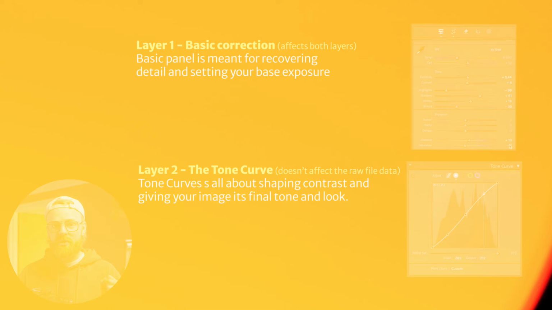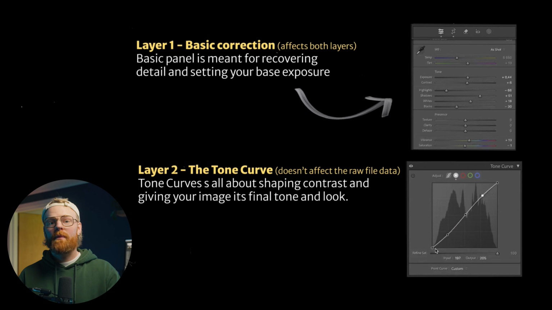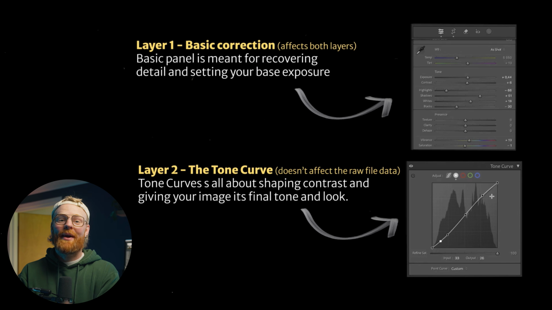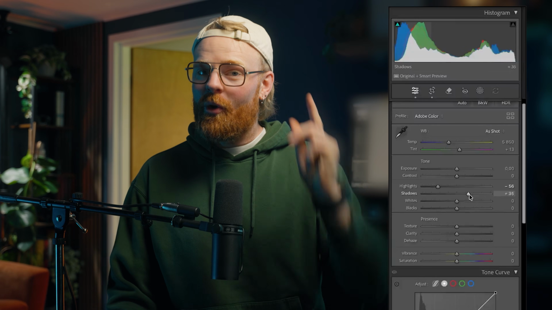So here's how I actually use them together. I kind of think of them as layers. Layer 1, the basic panel, and then layer 2 is the tone curve. So how this works in practice is that I start with the basic panel. That's where I fix my exposure, recover the details that I can, and basically just get the image to a good and honest place. Then, only once I've done that, I go down to the tone curve for the second layer, so to speak. And that's purely used to shape the contrast and give the image its final look. My friend, let's jump into Lightroom and let me show you why this order actually matters.